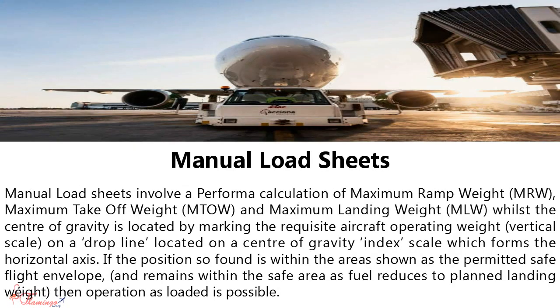Manual load sheets involve a calculation of maximum ramp weight, MRW, maximum takeoff weight, MTOW, and maximum landing weight, MLW, whilst the center of gravity is located by marking the requisite aircraft operating weight, vertical scale, on a drop line located on a center of gravity index scale which forms the horizontal axis. If the position so found is within the areas shown as the permitted safe flight envelope, and remains within the safe area as fuel reduces to planned landing weight, then operation as loaded is possible.